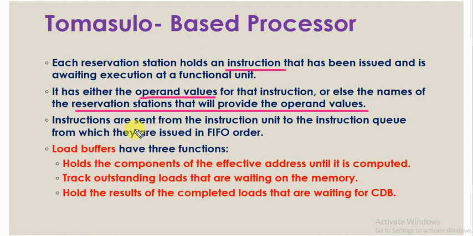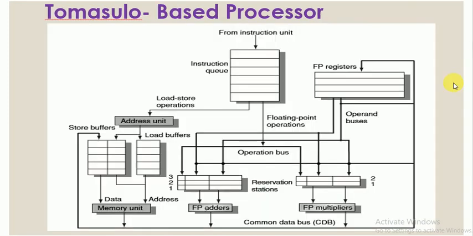Now instructions are sent from the instruction unit to the instruction queue, from which they are issued in first in first out order. Then we have a load buffer available. Each module is described in detail. We have a load buffer here, then a store buffer here. Initially we will give the explanation on these two.